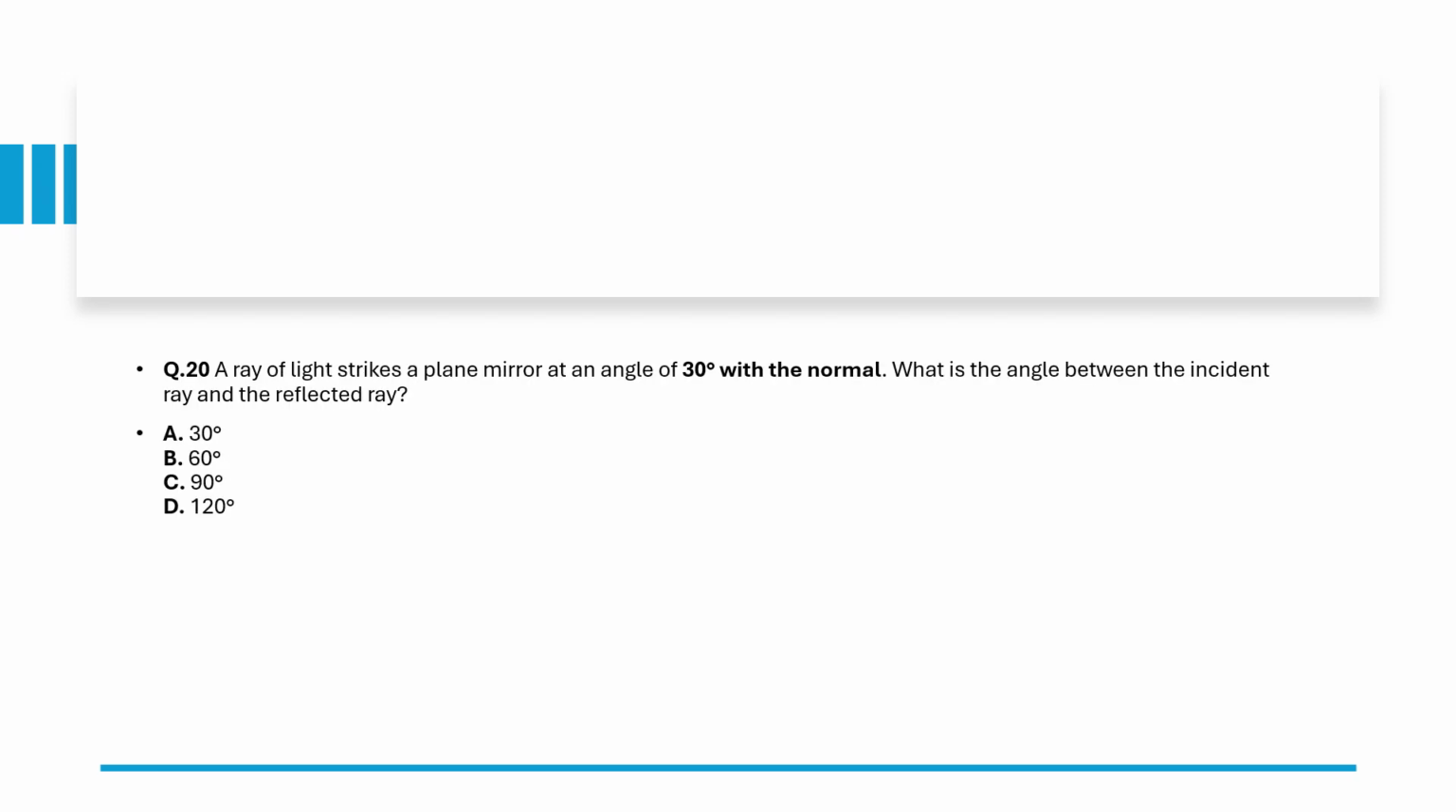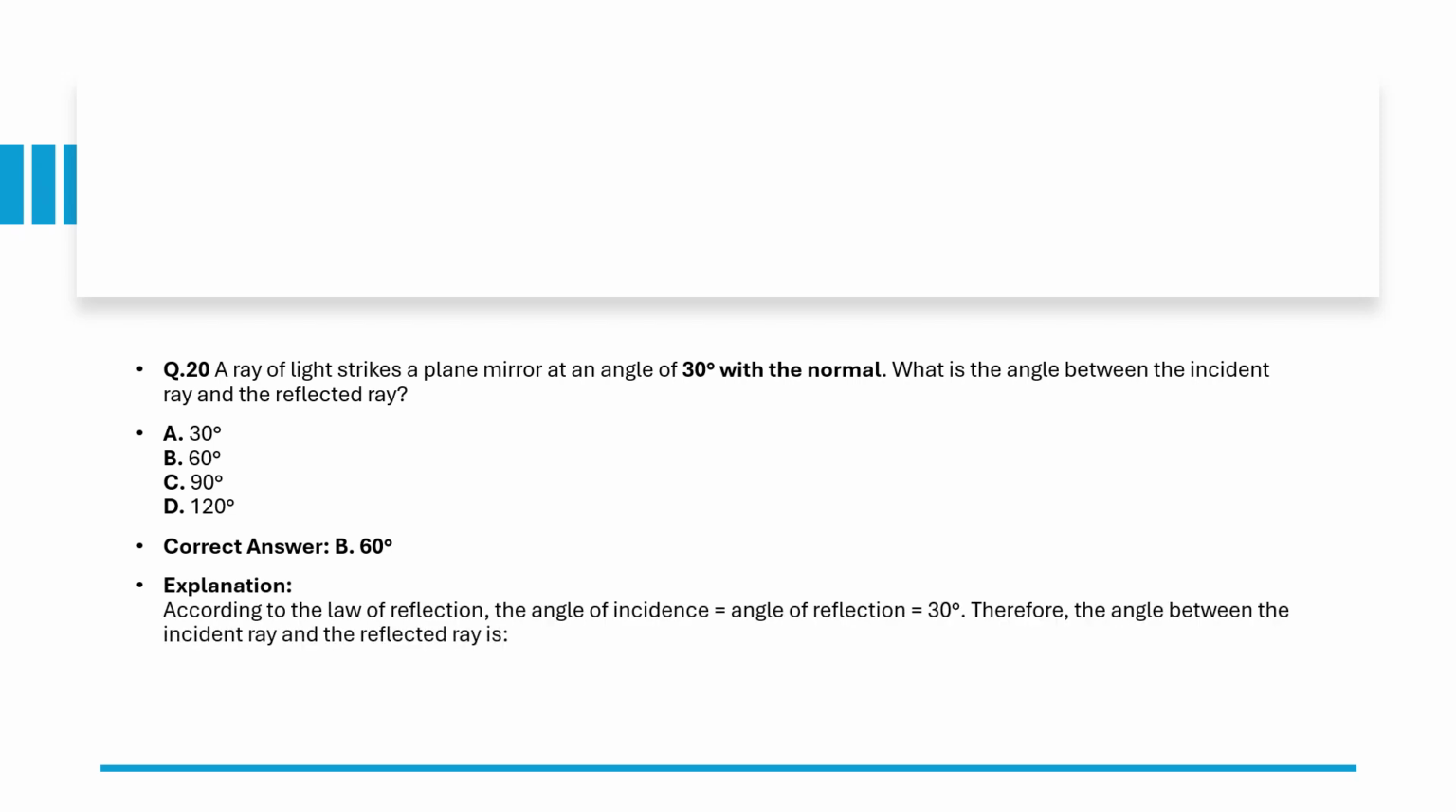A ray of light strikes a plane mirror at an angle of 30 degrees with the normal. What is the angle between the incident ray and the reflected ray? Option B, 60 degrees. Here the solution is also given, you can have a look at this.